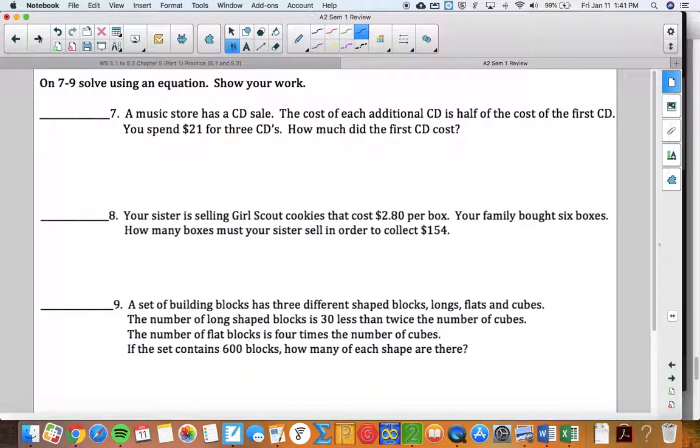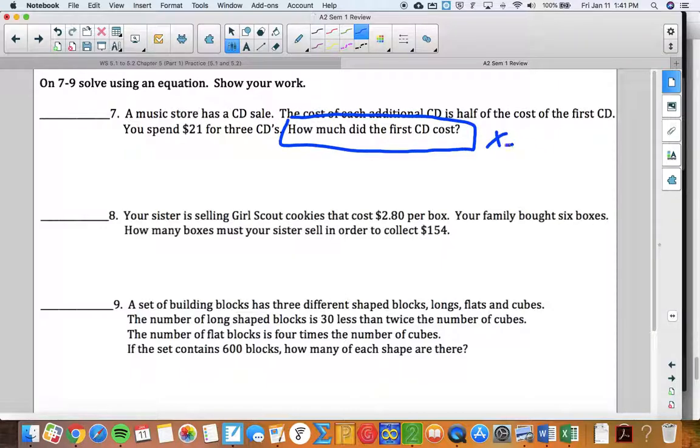So the directions for here are to solve the equation and show your work. A music store has a CD sale. The cost of each additional CD is half the cost of the first CD. You spend $21 for the first 3 CDs. How much did the first CD cost?